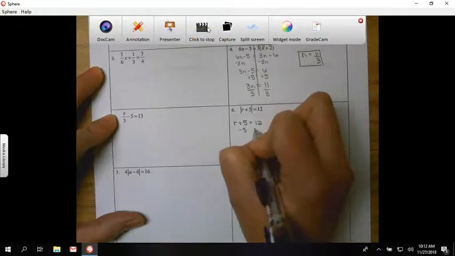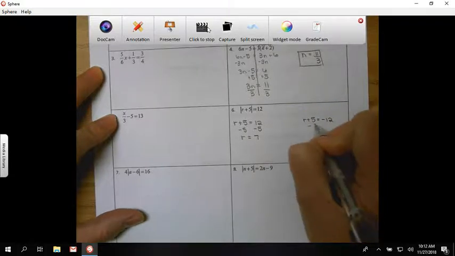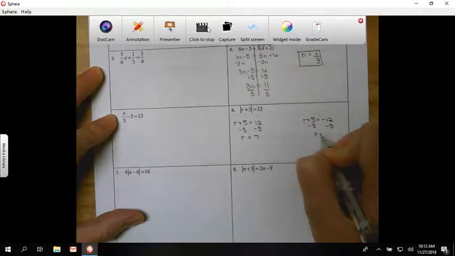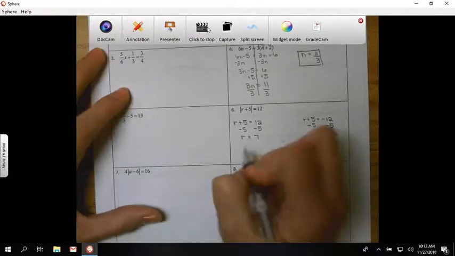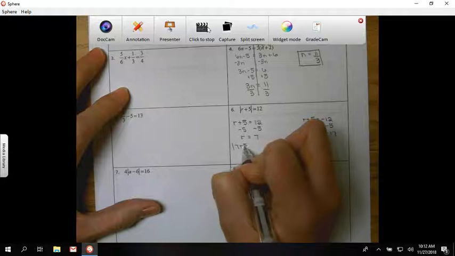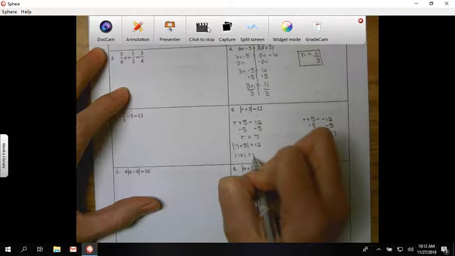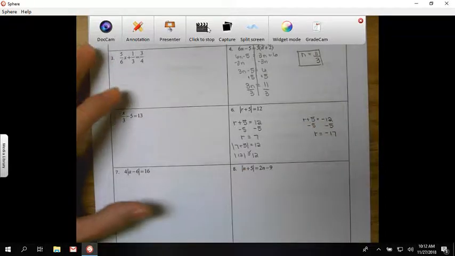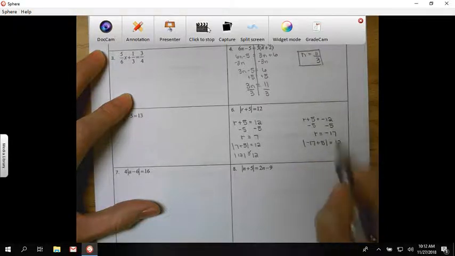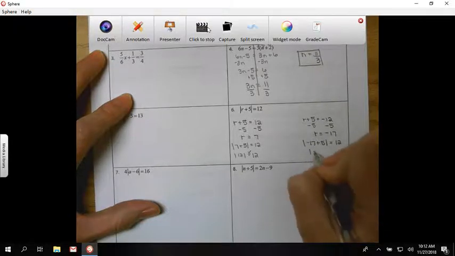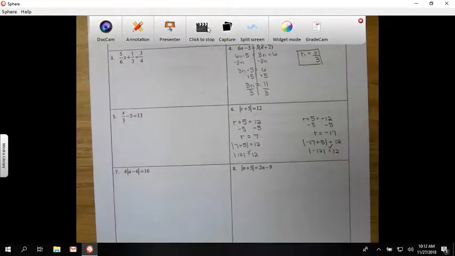So I'm going to subtract the 5, end up with r equals 7. Subtract the 5 over here also, and I'm going to end up with r equals negative 17. Now on these absolute value problems, you really need to check your answer to make sure that it works. So I'm going to plug in the 7. So 7 plus 5 is 12. So is the absolute value of 12 12? Yes. If I plug in negative 17, do I get 12? So negative 17 plus 5 is a negative 12. Is the absolute value of negative 12 12? Yes. So both of those solutions work.